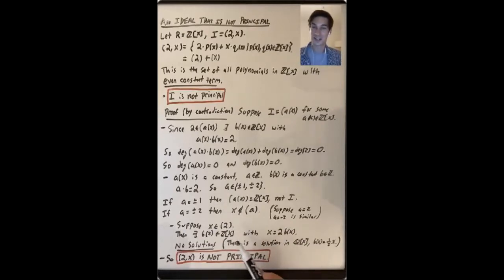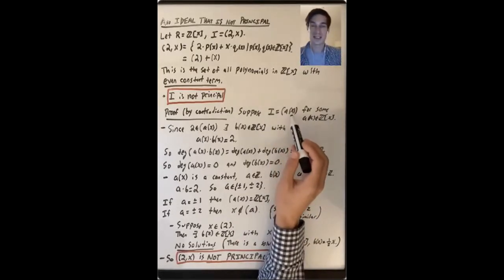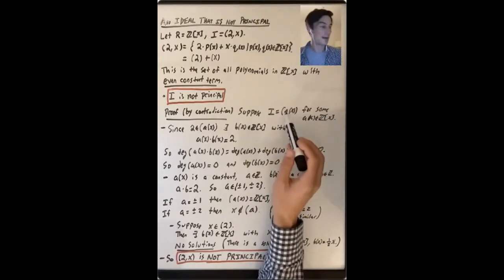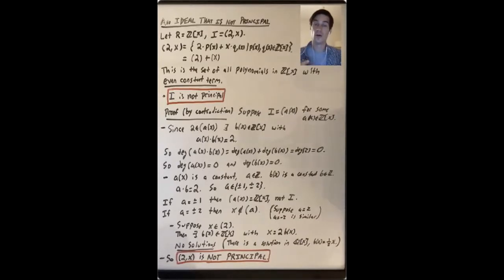Similarly, it's not in the ideal generated by -2. So none of the 4 possibilities for A are possible. So there is no polynomial A of X in Z bracket X with I equal to the ideal generated by A of X. So we have shown that in fact, the ideal generated by 2 and X is not a principal ideal in Z bracket X.